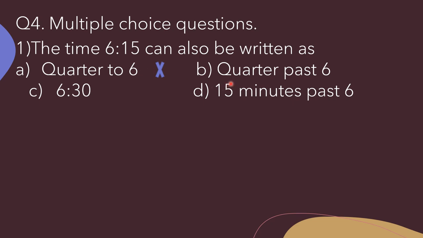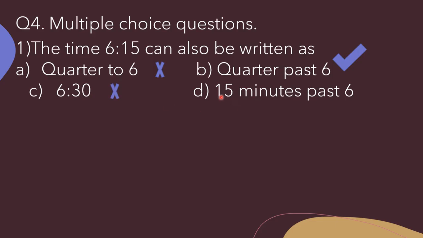Now we will see second option, that is quarter past 6. And whenever quarter past is given, it means minutes are 15. And here also minutes are 15 and hours are 6. So here 6 is given. It means this option is correct. So here we will tick this option. Now we will see option number C. Here it is given 6:30. So that is wrong option. So we will cross this option.